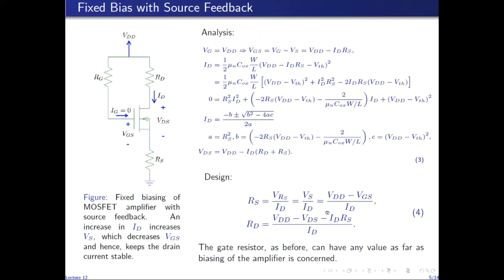And then we can invert this expression to solve for RD. So given the bias point and the value of the source resistance from this expression, we can find RD. So you can use this set of equations to analyze and design the fixed bias circuit with source feedback.